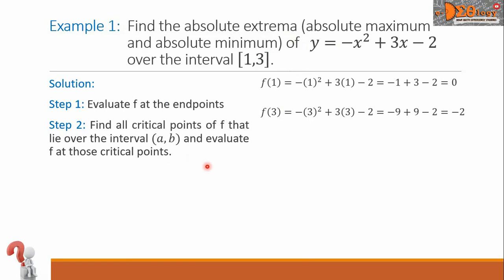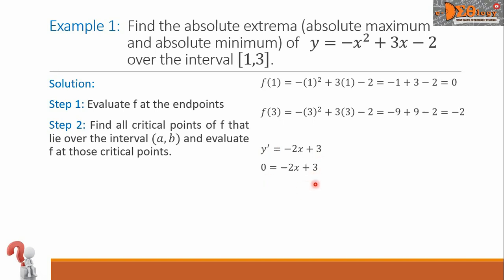Looking for the critical points, first we will take the derivative of the function. So we have now y prime equals negative 2x plus 3. We can see here that our derivative is a polynomial function, so the derivative is defined in all its domain. Next, let us set the y prime equal to 0. So we have 0 equals the right side member of the equation. Now let us solve for x.